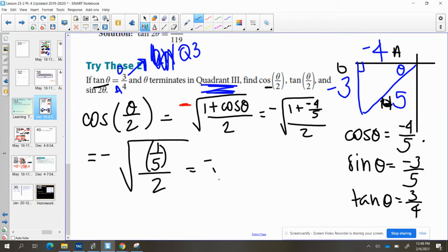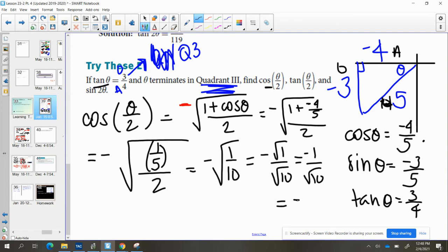So we have negative square root of 1 over 10, which if we break it up, the square root of 1 over 10 is 1 over the square root of 10, negative. And then finally, after rationalizing, it is negative square root of 10 over 10.